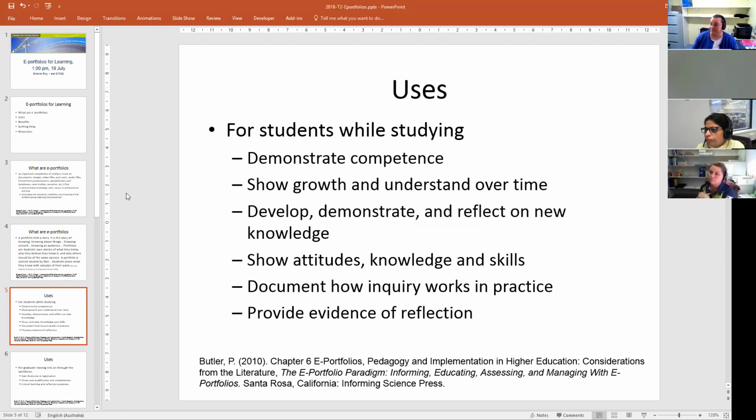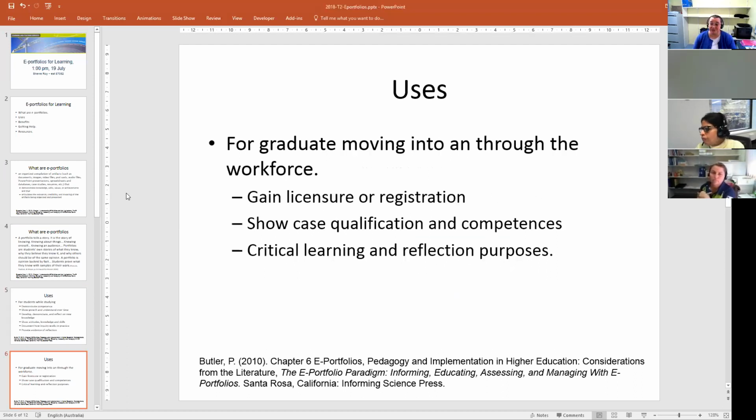All right, from graduation and moving through to the workforce, of course, if your profession requires you to have a license or gain registration, certainly the portfolio can be used for that. You can keep a record of what you're doing against the standards, how you've met that, how you can show competence, those sorts of things. Showcase your qualifications and competencies, and critical learning and reflection purposes.